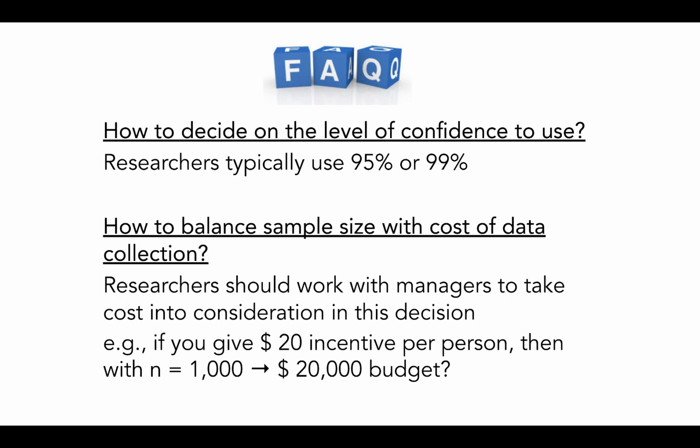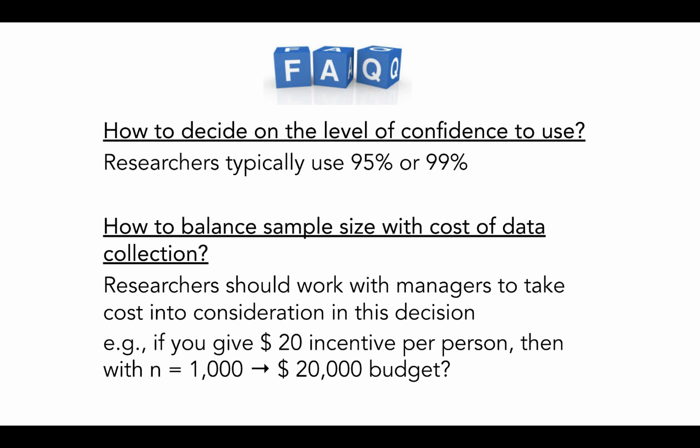So on exams as well, when I don't specify it explicitly, that means I assume a 95% confidence. Unless I explicitly say that we adopt 99% confidence, you can basically assume that 95% confidence is the standard. And now, at the end, determining your sample size really comes down to a balance in relation to the cost of the data. Data collection costs money, so you want to keep that in mind. If you want to give a $20 incentive per person, then with a sample size of 1,000 people, you already need a $20,000 budget.